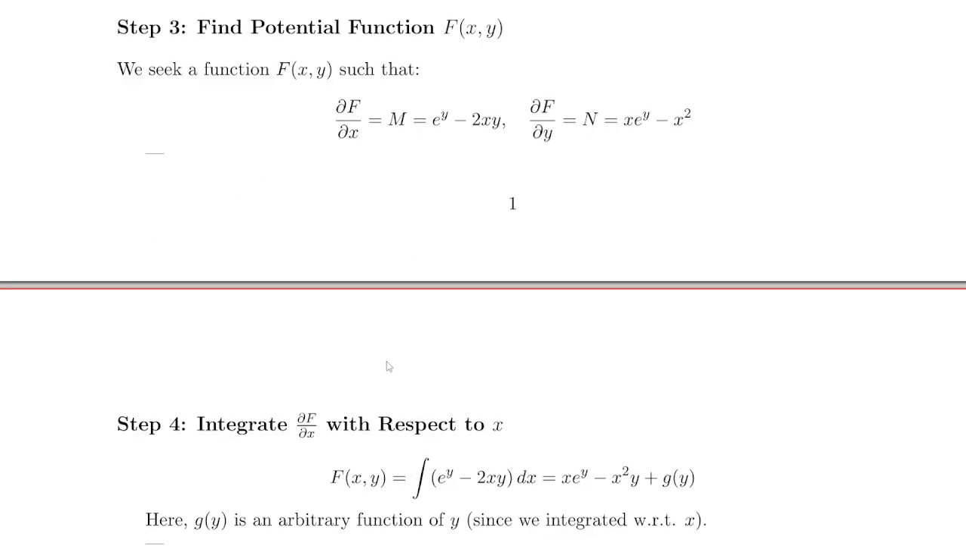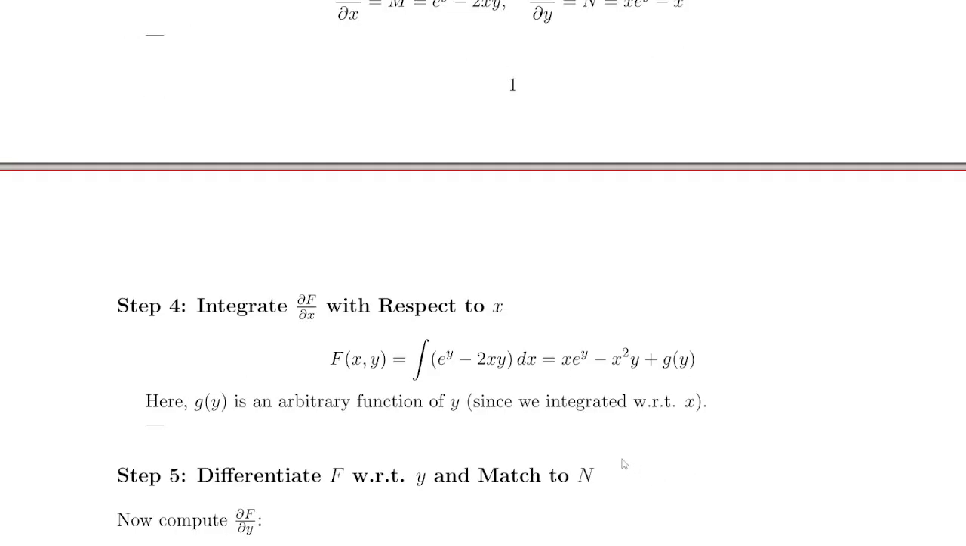So starting off with this one right here, we're taking the integral with respect to x, since we were taking the partial with respect to x. So you want to basically undo the derivative. And so when we do that, we get x e^y - x^2 y plus a function that depends on y.